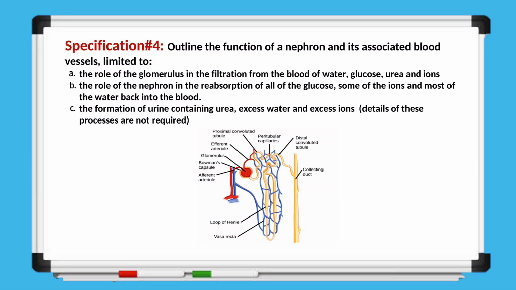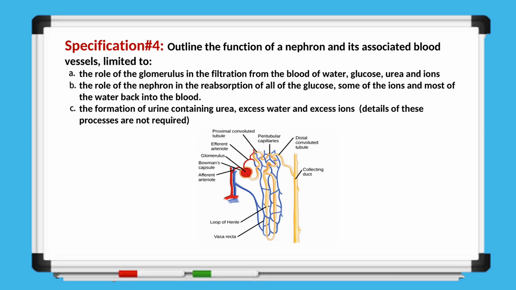Now, moving on, we come to specification 4, which asks us to outline the function of a nephron and its associated blood vessels. This specification focuses on 3 main points. First, the role of the glomerulus in filtering water, glucose, urea, and ions from the blood. Second, the role of the nephron tubules in reabsorbing all of the glucose, some of the ions, and most of the water back into the blood. Third, the formation of urine, which contains urea, excess water, and excess ions.